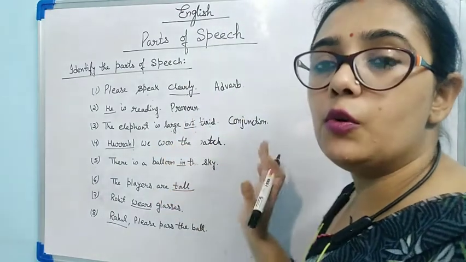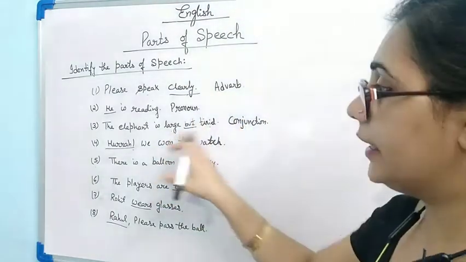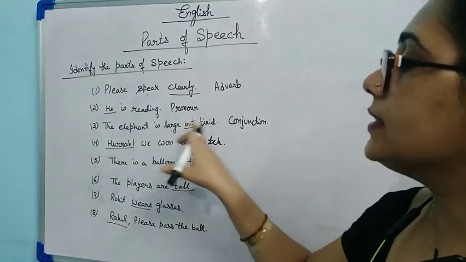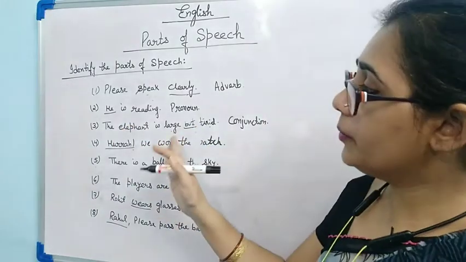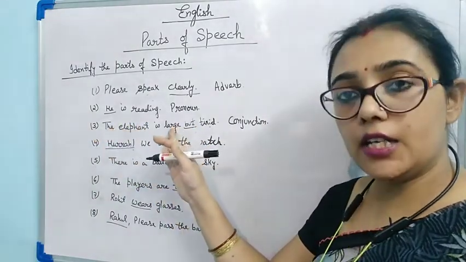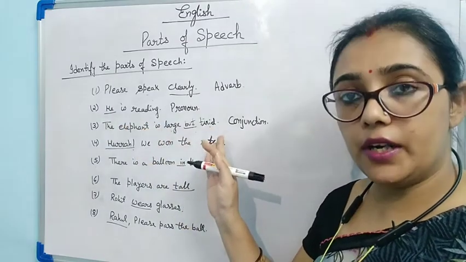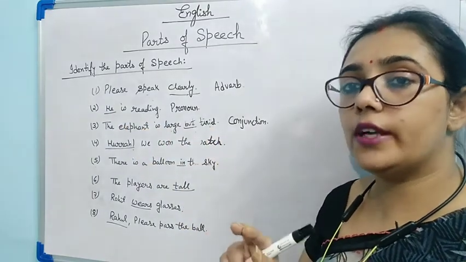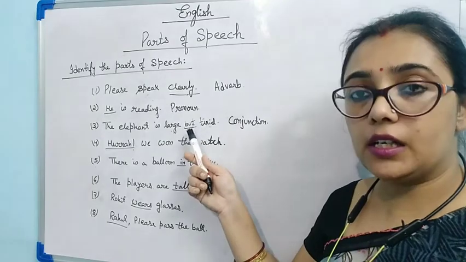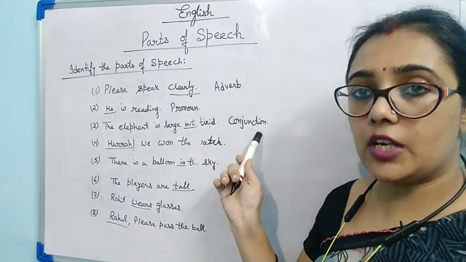One more way how to check whether it is correct or not. If I divide the sentence into two sentences, what will be the sentences? The elephant is large, the elephant is timid. Two sentences are joined together by the word but. So it is conjunction.